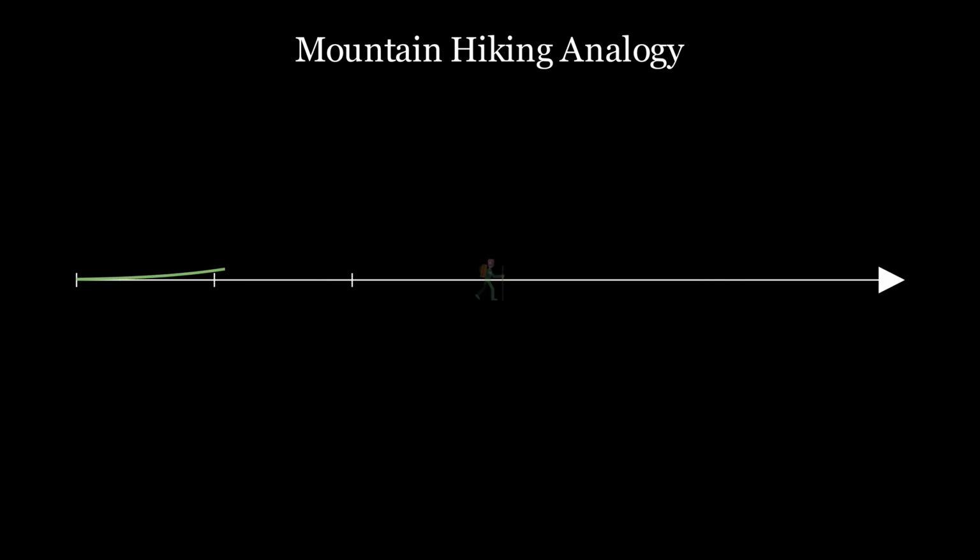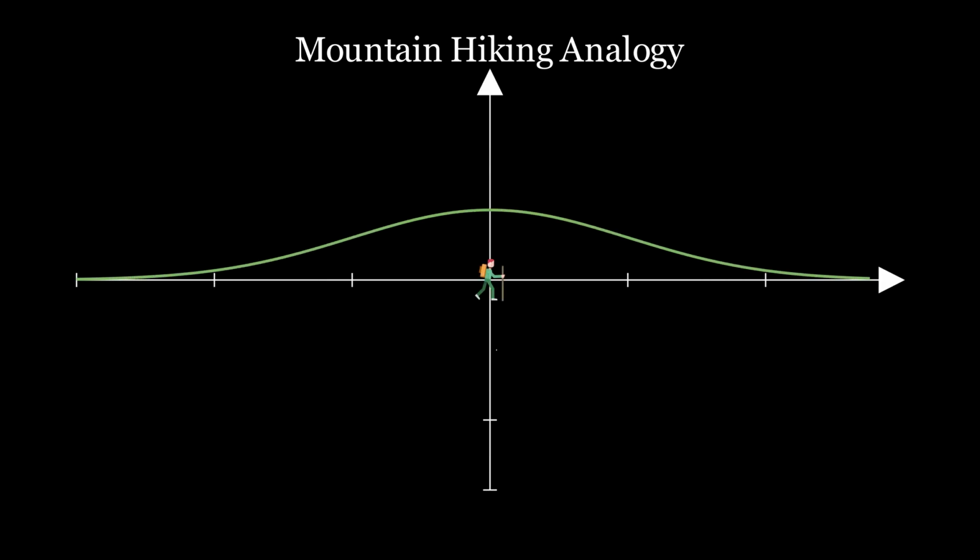Imagine you're hiking on a mountain. The gradient tells you which direction is the steepest uphill path at your current location. If you want to climb fastest, follow the gradient direction. To descend fastest, go opposite the gradient.